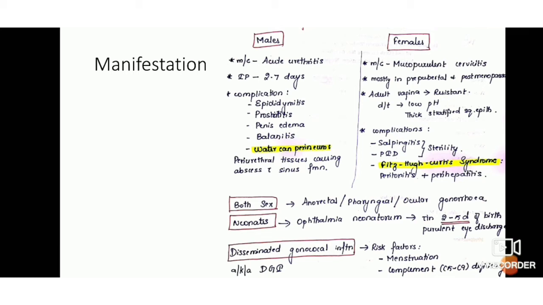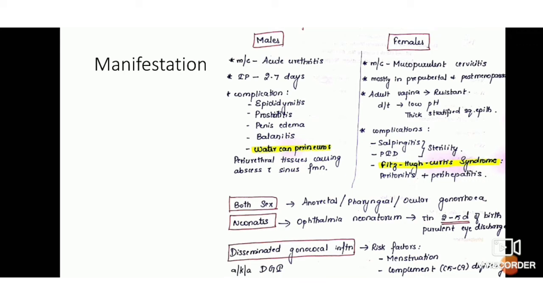And in females, the most common manifestation is mucopurulent cervicitis. Infection of the vagina occurs mostly in prepubertal or postmenopausal women. The adult vagina is comparatively resistant because it has a low pH and thick stratified epithelium. The complications in females include salpingitis and PID causing sterility.